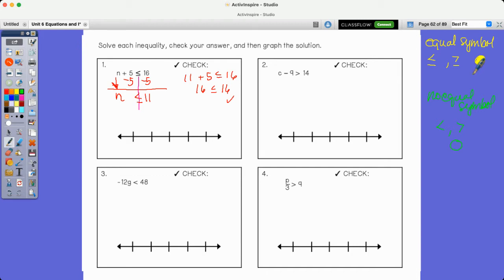We're going to write our numbers at the bottom. So this is going to be like 9, 10, 11, 12, 13. Now it has an equal sign, so at 11, I'm going to draw a closed dot. Now I want you to look close at this symbol. That's the way my arrow is going to face. So I draw my arrow this way. That trick only works if your variable is in front.